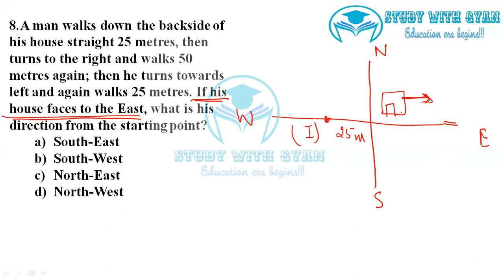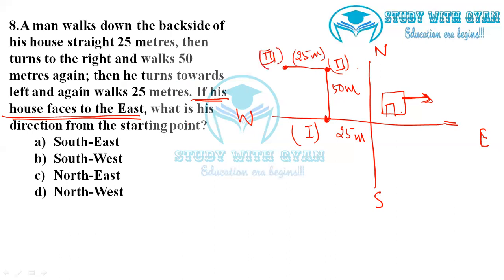Then he turns to the right and walks 50 meters again. So from here he turns to the right and walks 50 meters. This is the second position of that person. After that, he turns toward left and walks 25 meters. So again, this will be his position after walking 25 meters. This is the third position.